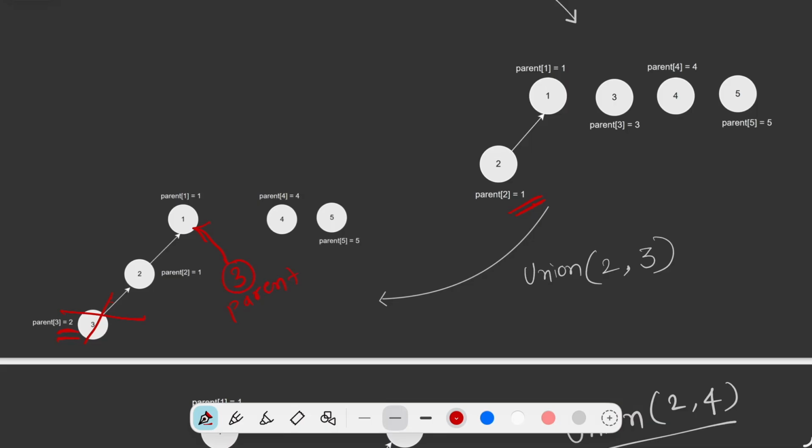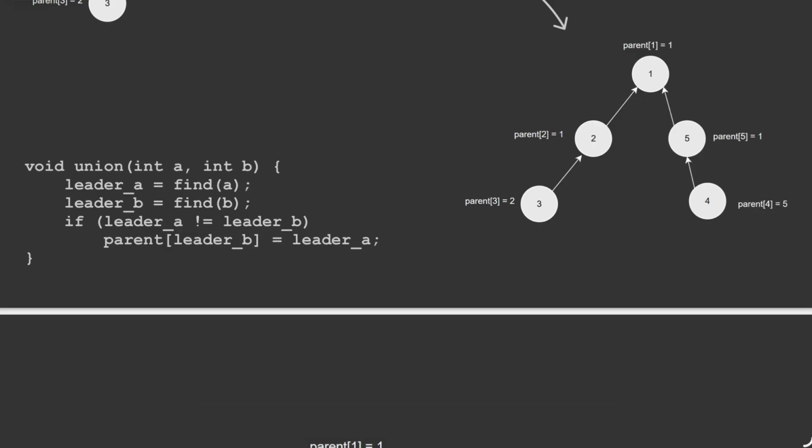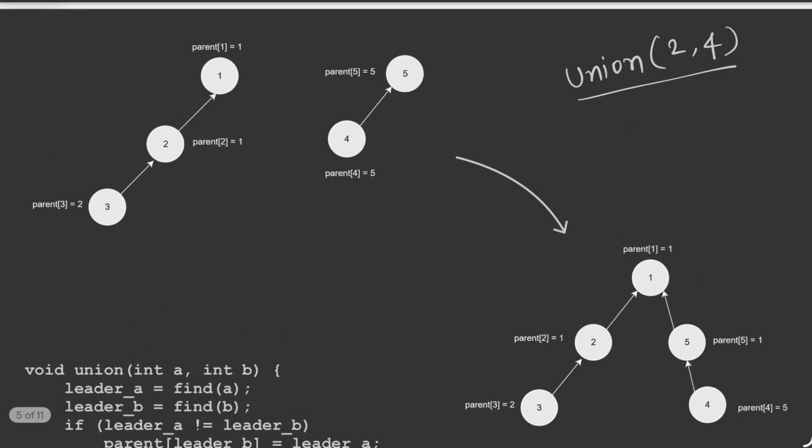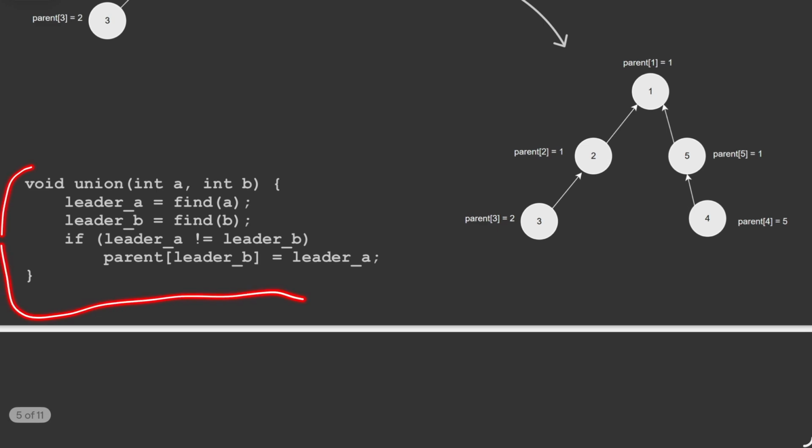So this is the final answer that we will have here. Parent of 3 will become 1. So if you look at the code, see what we are doing in union operation. First, we find the leader of the set that contains an element A. Also we find the leader of the set that contains an element B. If both the leaders are different, then only we'll update the link. If both the leaders are the same, that means A and B are actually residing in the same set, right? That's why they have the same leader. If they have different leaders, then we are actually creating a link from leader B to leader A. Like here, we created a link from leader B to leader A. So this is a simple implementation of a union algorithm.